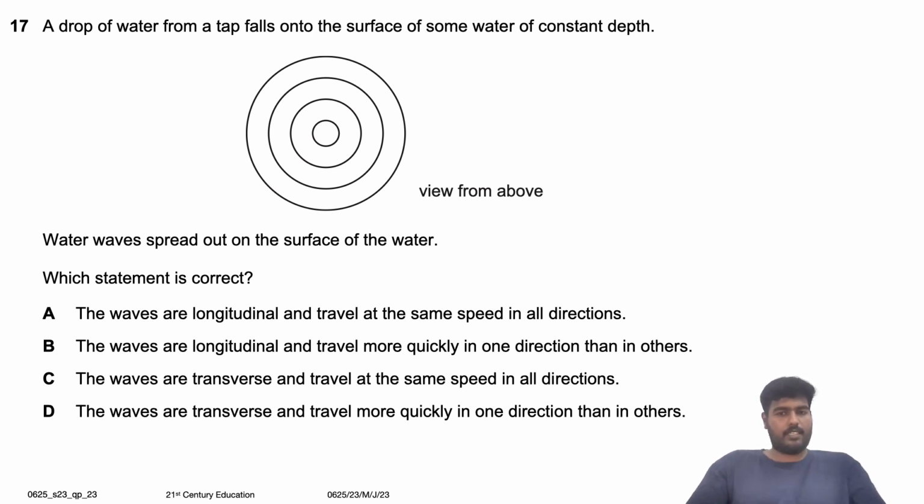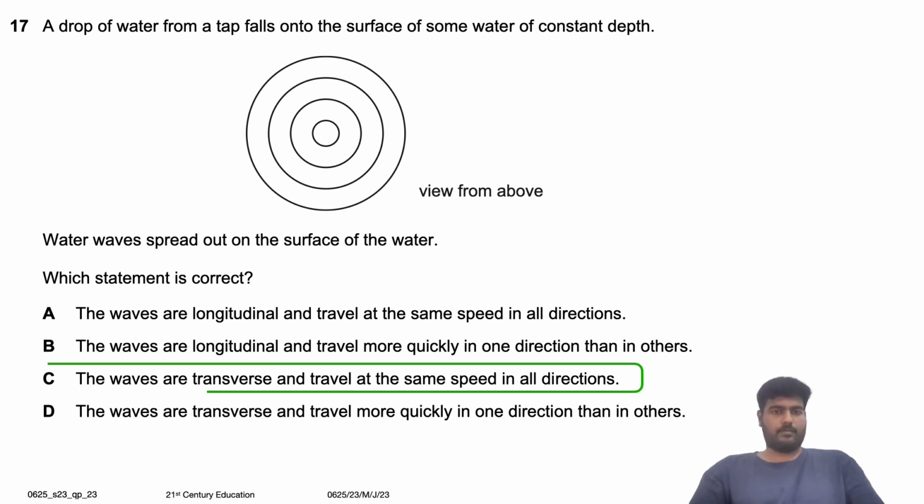By looking at the circle, we can tell they all travel at the same speed in all directions. Then only you will get a circle. If only one side had a greater speed, then the wave would go just to that side.